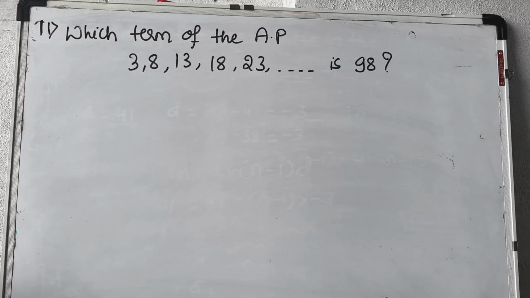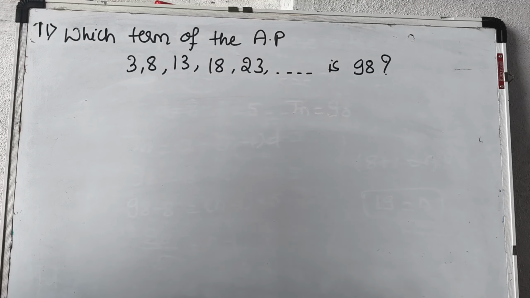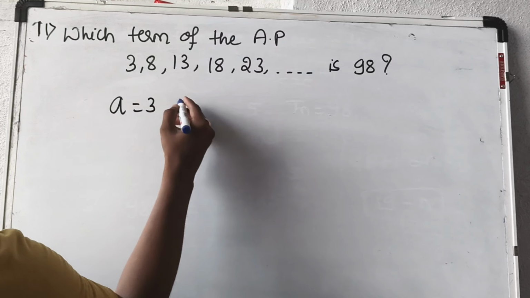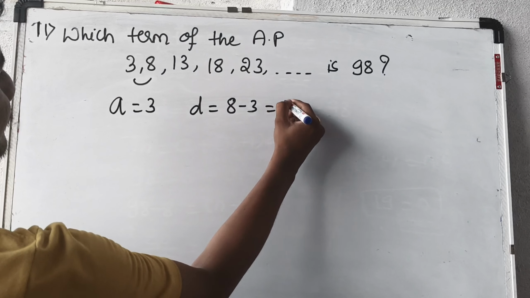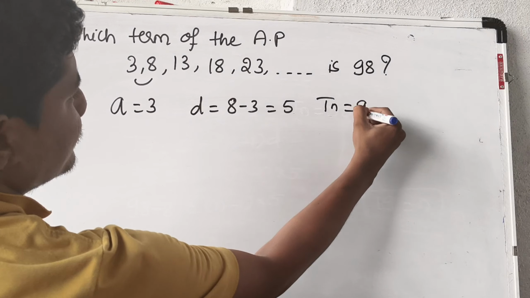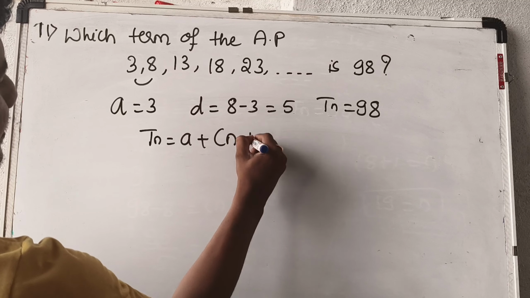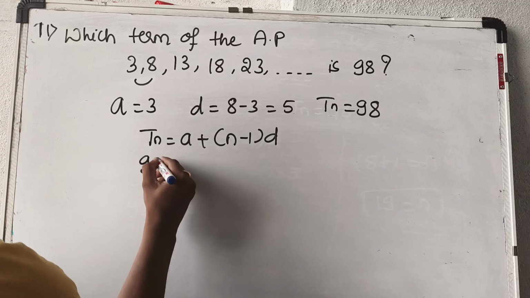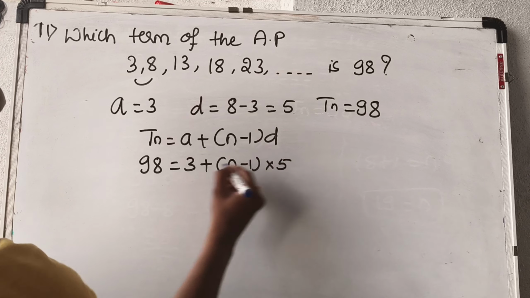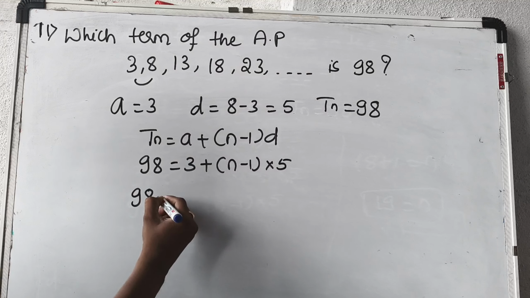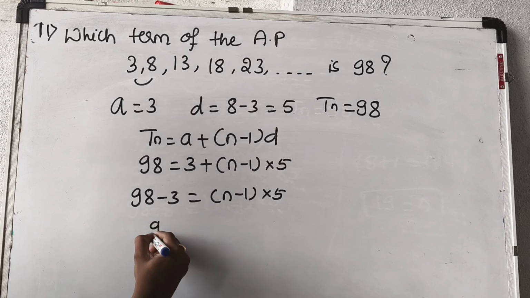Here we go with the next one. Which term of the AP 3, 8, 13, 18, 23 and so on is 98? Here the first term is 3 and the common difference is 8 minus 3, that is 5, and the nth term is given as 98. For this I am going to use the nth term formula a + (n - 1)d. Here the nth term is 98, the first term is 3, and n we have to find, into 5. 98 minus 3 is equal to (n - 1) into 5. 98 minus 3 is 95.